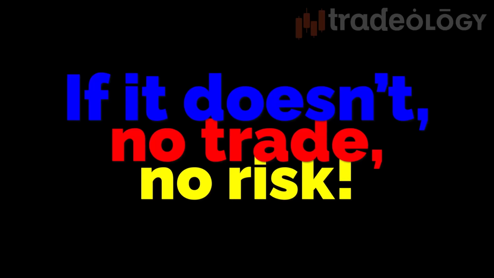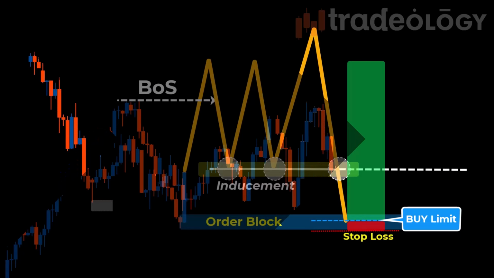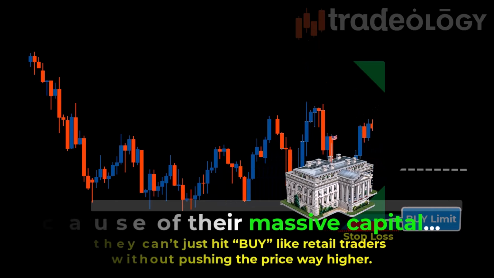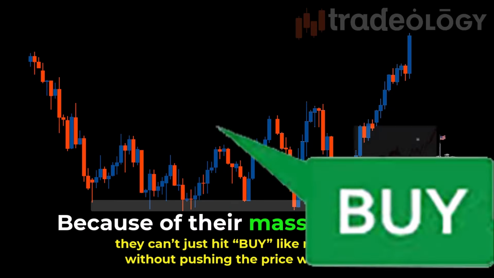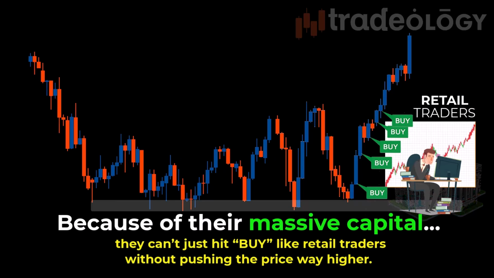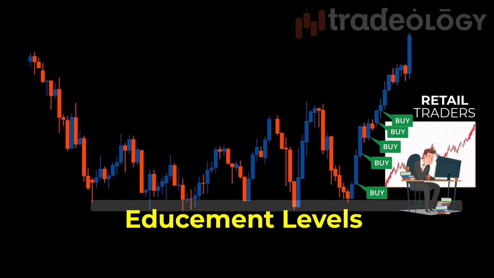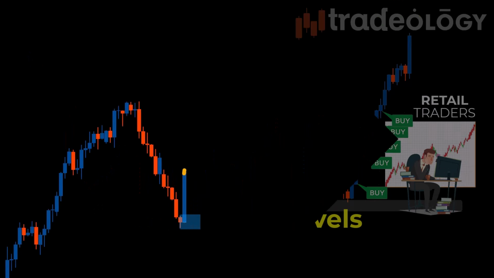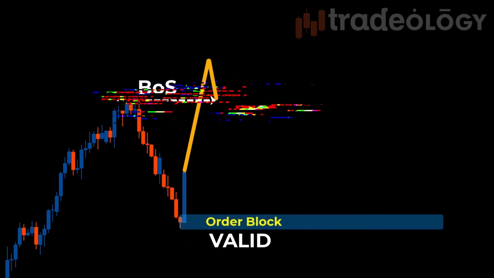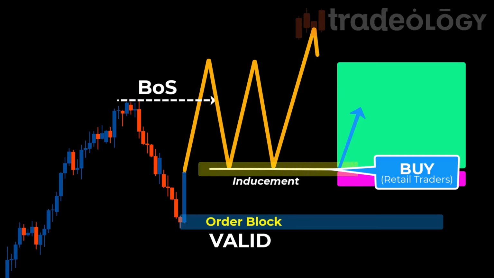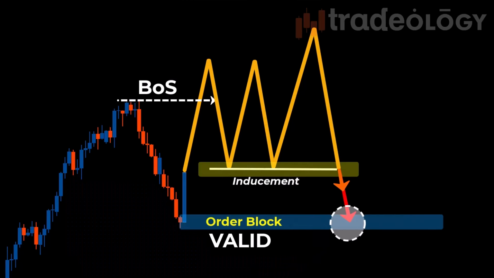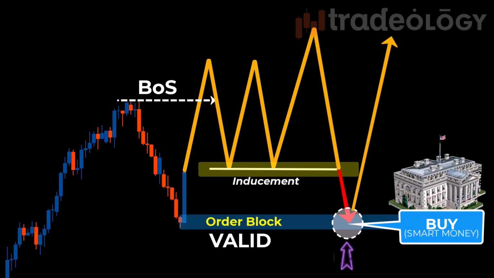And this isn't random. It's actually the game plan of institutions, aka smart money. They've got massive capital, so they can't just hit buy like retail traders without pushing the price way higher. To solve that, they use inducement levels. First, they build an order block. Then, they push the price down by triggering stop losses from retail traders buying at the inducement. Once those stops get hit, extra selling kicks in, giving institutions the perfect low entry. That's when they load up and price shoots back up.